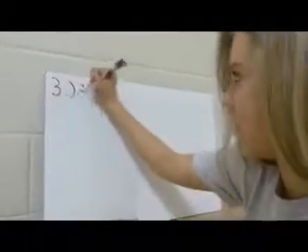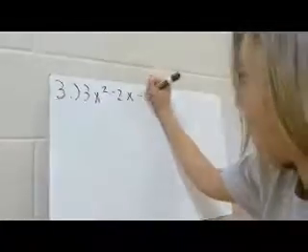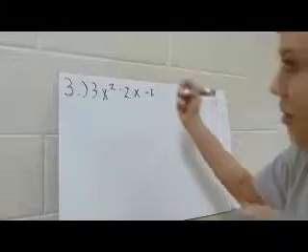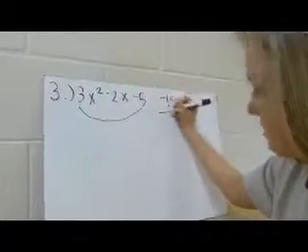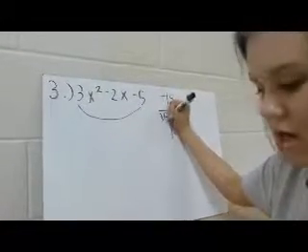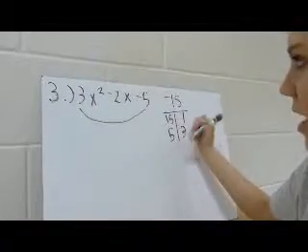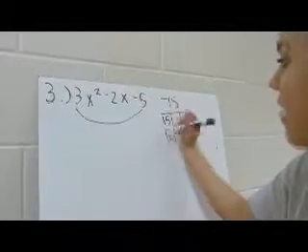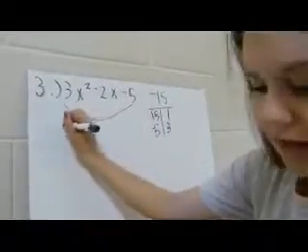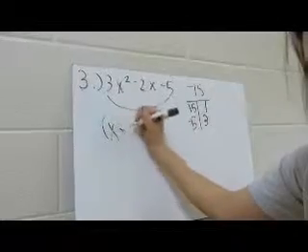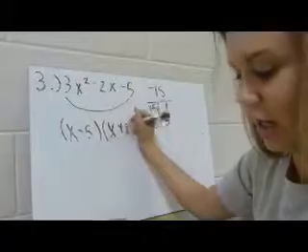Number 3's equation is 3x squared minus 2x minus 5. When you multiply these two together, you get negative 15. The factors of those are 15 and 1, and 5 and 3. And negative 5 and 3 add up to negative 2x. So when you factor that out, you get x minus 5 and x plus 3.